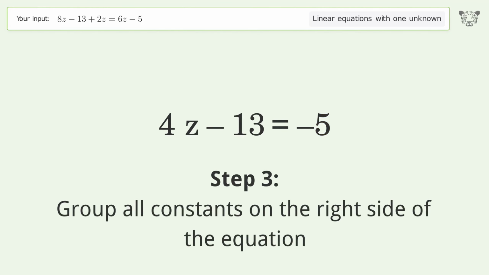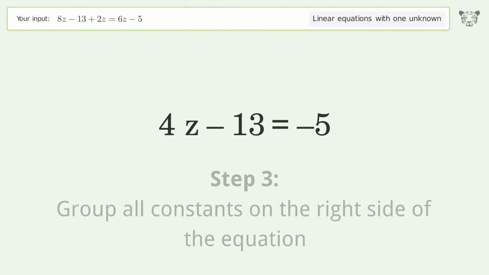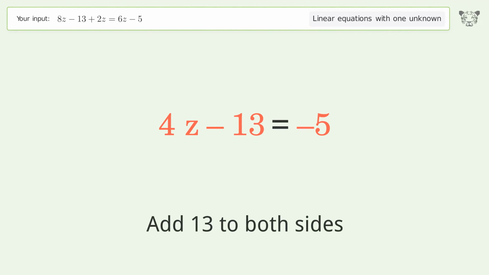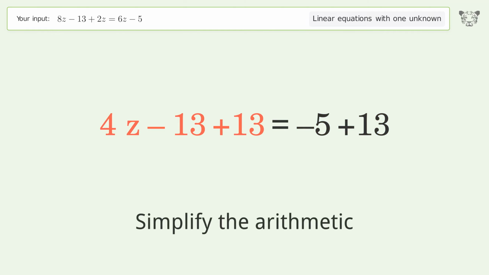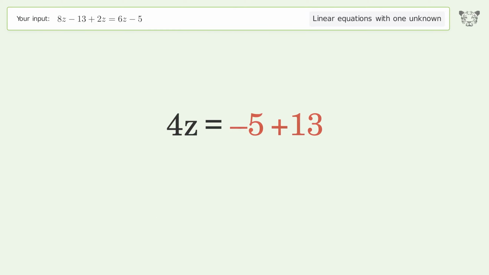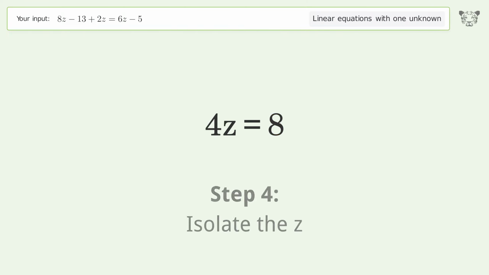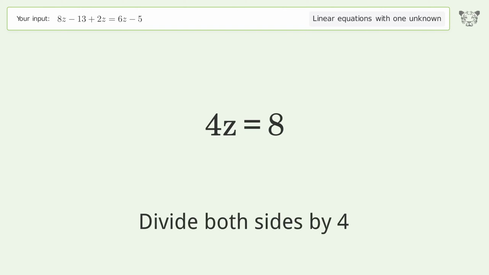Group all constants on the right side of the equation. Add 13 to both sides. Simplify the arithmetic. Isolate the z. Divide both sides by 4.